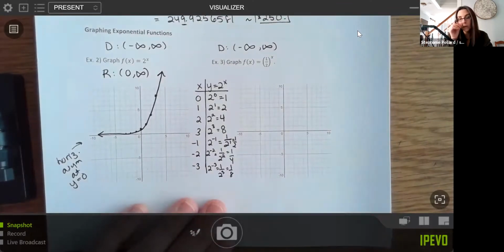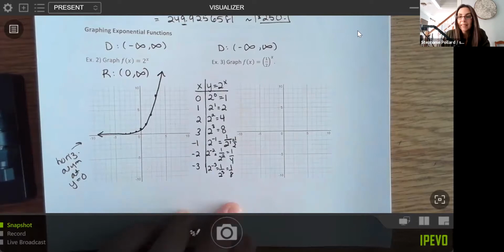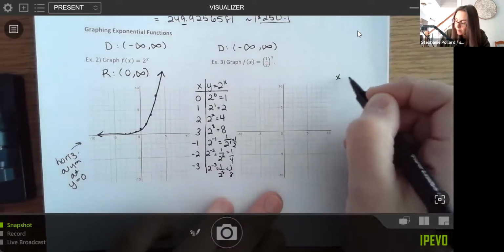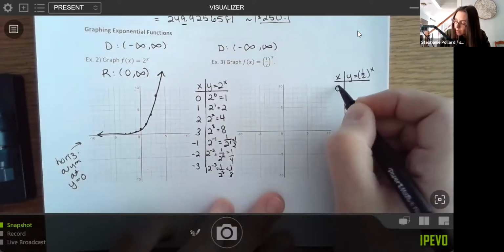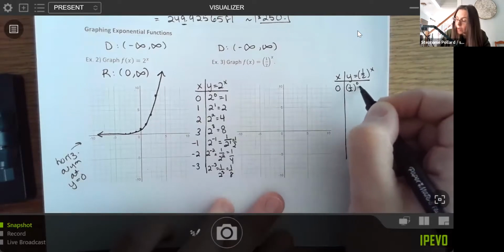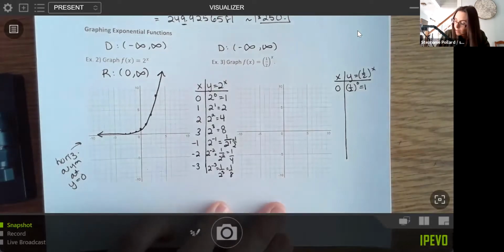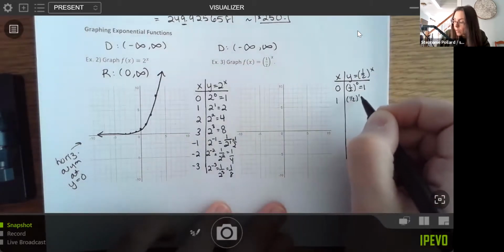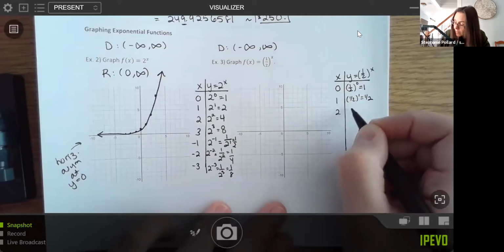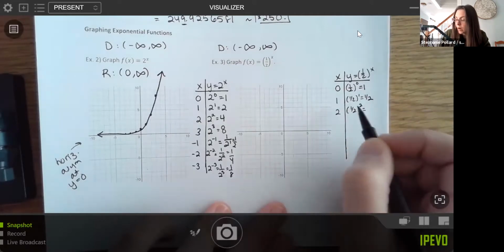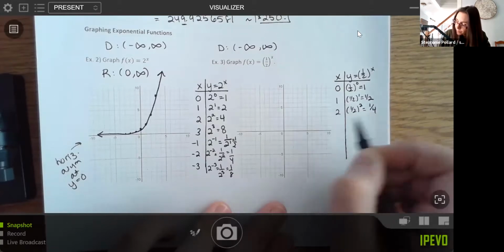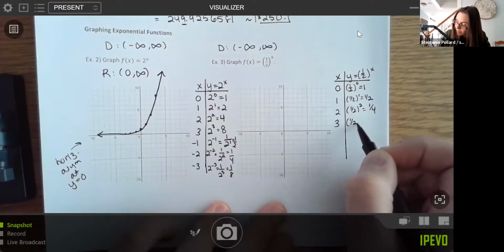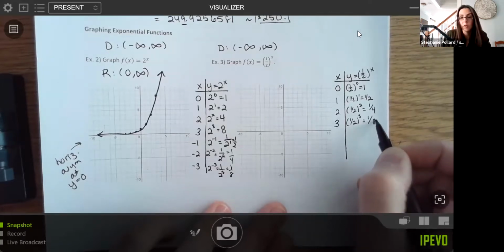So now let's try the other one. So here I have 1/2 to the x power. It's the same process. You just have to be careful with your arithmetic. If I plug in 0, I get 1/2 to the 0 power, which is still 1. Anything to the 0 power is 1. If I plug in 1, I have 1/2 to the first power, which is also 1/2. If I plug in 2, I have 1/2 squared. So remember that square can get distributed to both parts. So 1 squared is 1 and 2 squared is 4. If I plug in 3, I have 1/2 cubed. So again, 1 cubed is 1, and then 2 cubed would be 8, and so on.